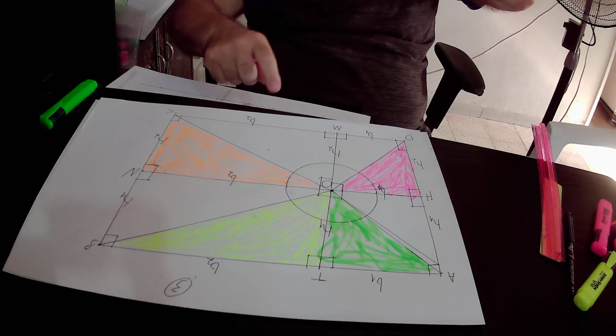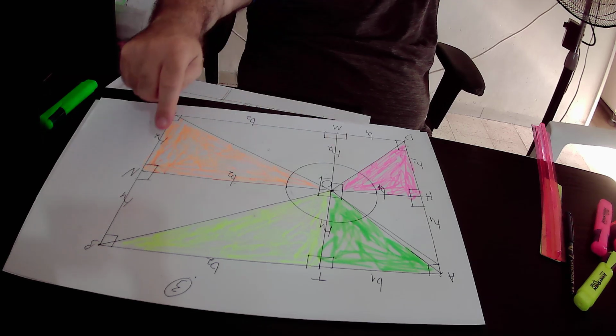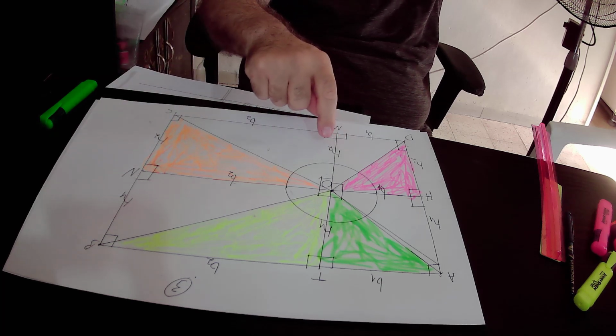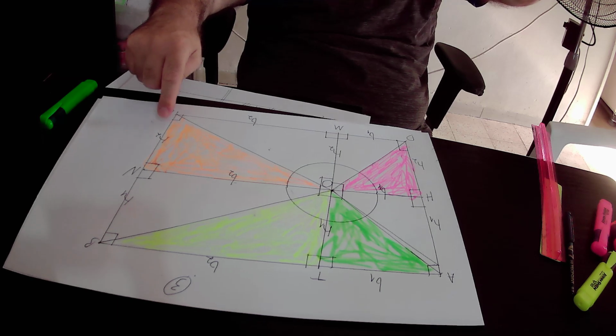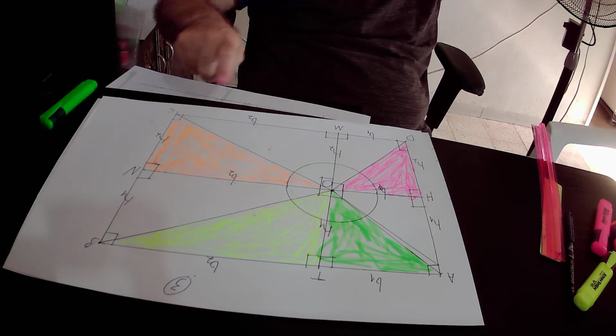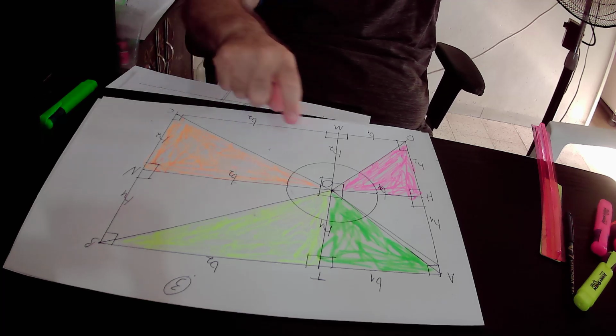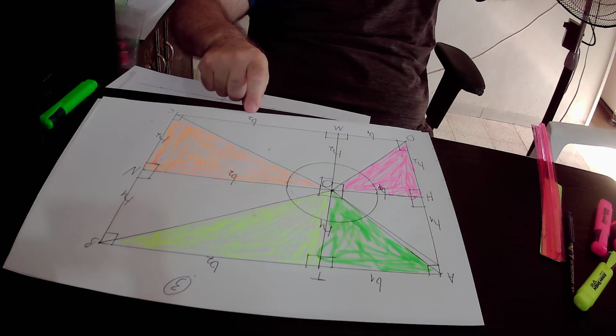And finally, in rectangle ONMC, OM must equal NC, but OM equals H2, therefore NC must also equal H2. And finally, ON must equal MC in rectangle ONMC, but ON equals B2, therefore MC must also equal B2.